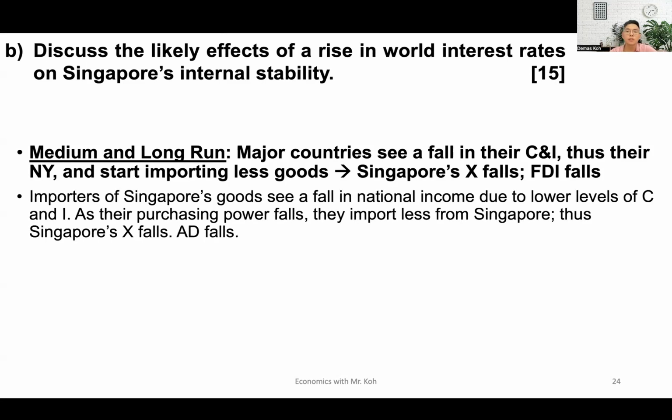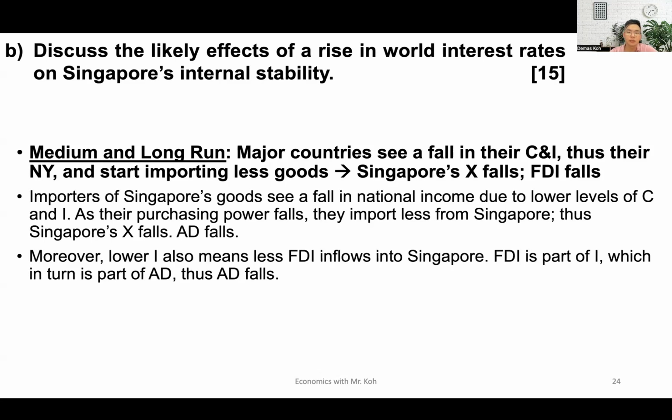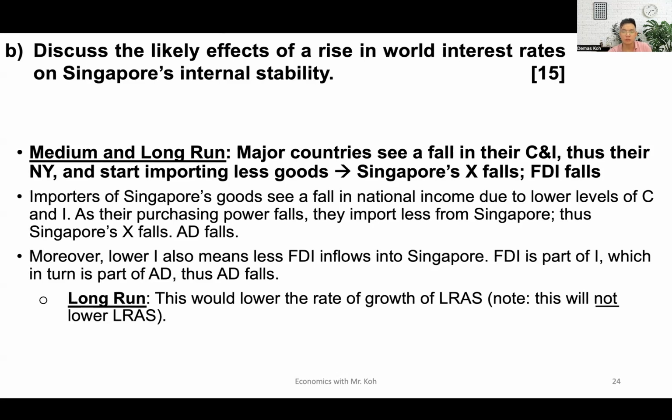All right, so AD falls, right? So as FDI is part of I, which in turn is a part of AD, AD will fall as well. So they reinforce each other, X falls and I falls. Right, so in the long run, this would lower the rate of growth of LRAS. And note that this will not lower LRAS.